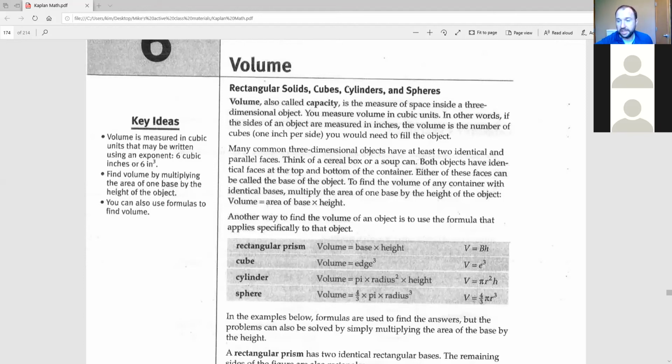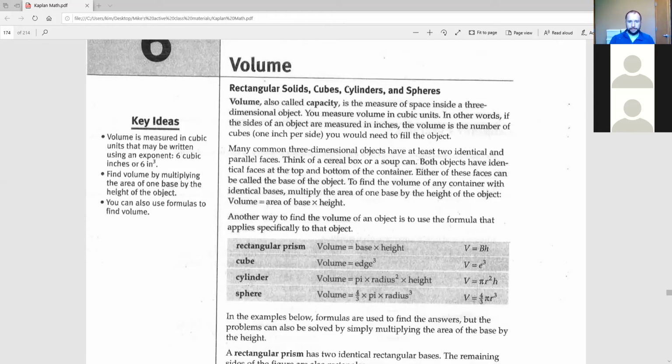So like a rectangular prism, like a book, or a cylinder, like a thermos, or a cube, like, I don't have an example of a cube, but a dice, right? Or something. The difference between a cube and a rectangular prism is simply that all the sides of a cube are equal, right? Essentially like a 3-dimensional square.